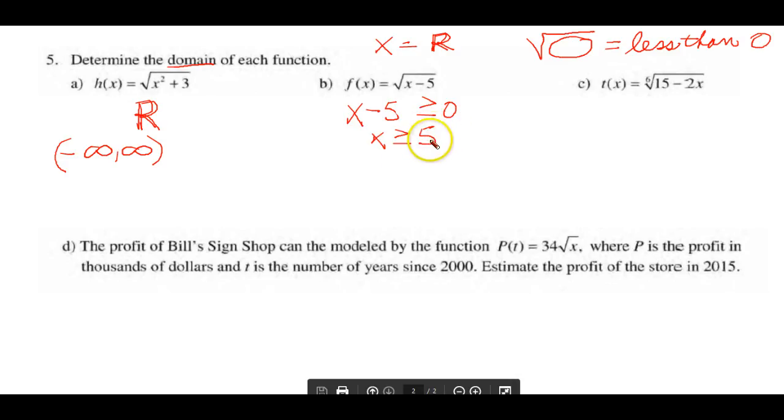Now that means if x is 4, and we put a 4 there, 4 minus 5 is negative 1. If we put a 3 there, 3 minus 5 is negative 2. So in order for this to be true, where you can get a real number answer, our numbers have to be equal to 5 or greater than 5.